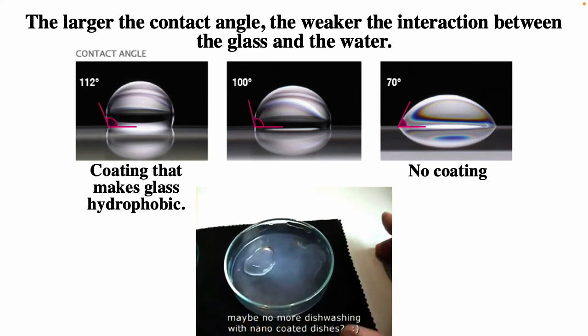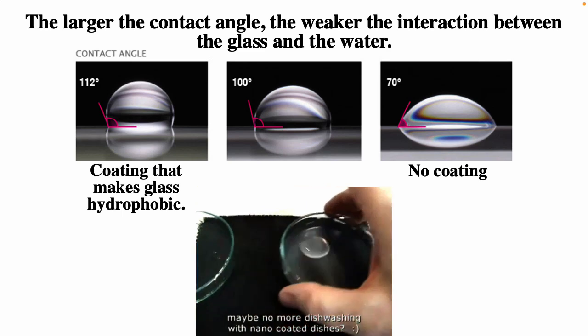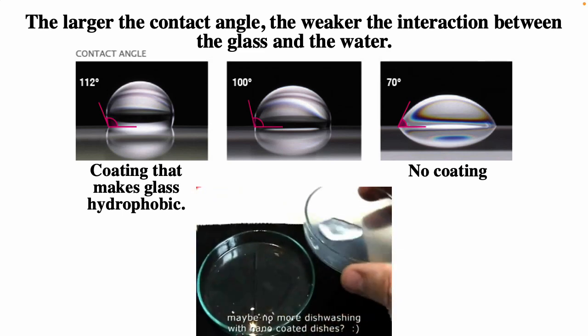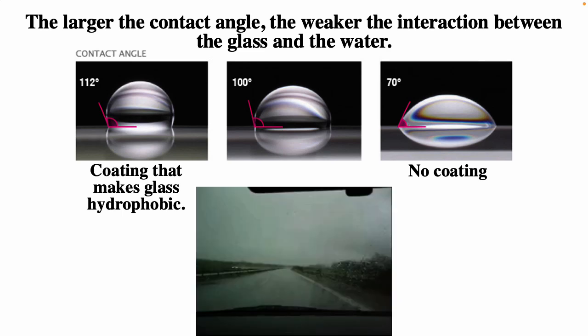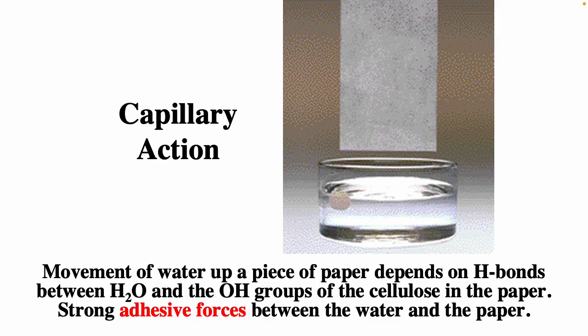And so you can imagine maybe this type of technology would be helpful for making it easier to clean dishes, to make it easier to see through the windshield of a car. Also, in terms of solar cells, they use this type of coating to try to keep the solar cells clean, so the efficiency doesn't get reduced.